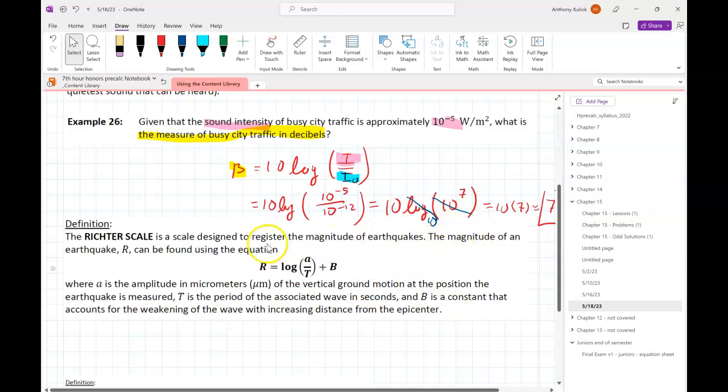The magnitude of an earthquake we represent with the letter R and can be found using the equation R equals log of alpha divided by T plus B, where alpha is the amplitude in micrometers. So if this is the ground at normal, when there's an earthquake, the ground's going to be moving up and down, right? So the distance up or down that the ground is moving, that's your amplitude.